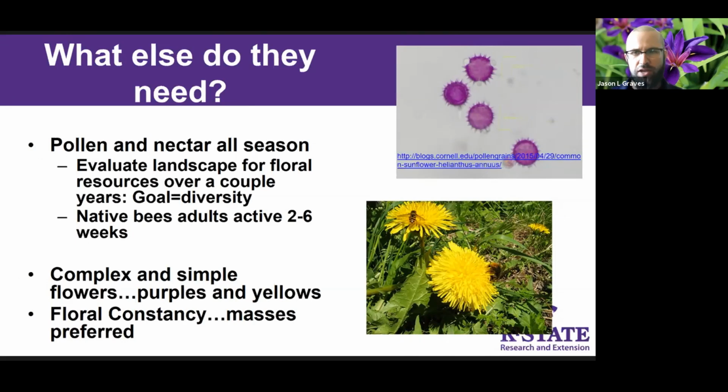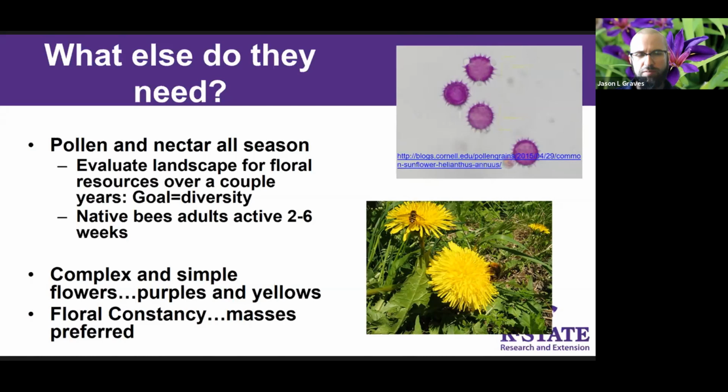An interesting fact about native bees is that the adults are active only 2 to 6 weeks. So think about your landscape, and if you have a period of time where there's nothing blooming for even a couple weeks, that could actually disrupt a native bee life cycle. That may be the only time when that specific bee is out. So as we create our plantings for pollinators, we want to be aware that we have a good amount of diversity in our plants, but also that our plants are blooming throughout the season.